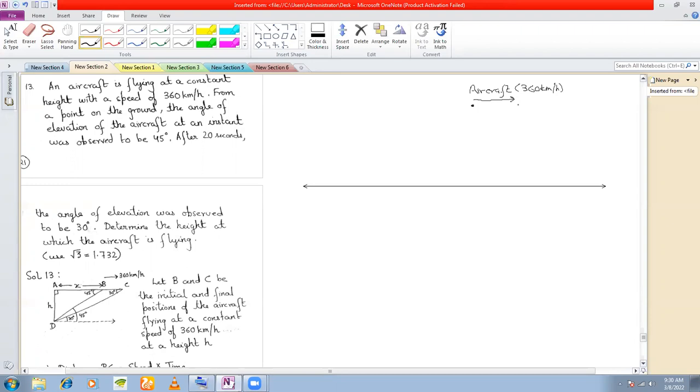moving in this direction. From a point on the ground, the angle of elevation of the aircraft at an instant was observed to be 45 degrees. So let's say this is the point on the ground, and here you have your observer. He is observing the aircraft, and the angle of elevation of this aircraft is given to be 45. So what is the line of sight of this observer? This should be the line of sight of the observer, right? This is given to be 45 degrees.